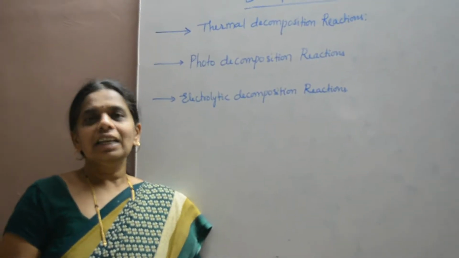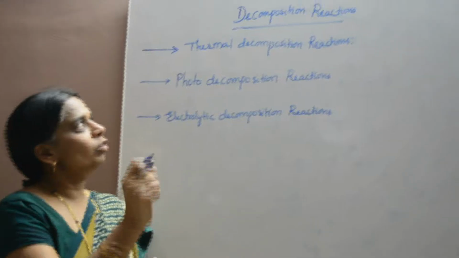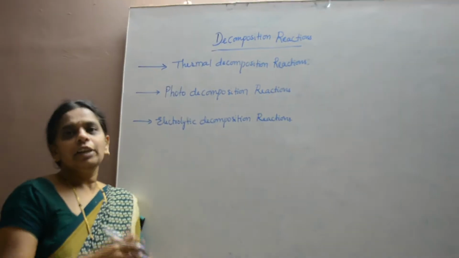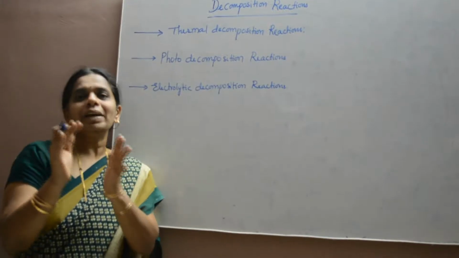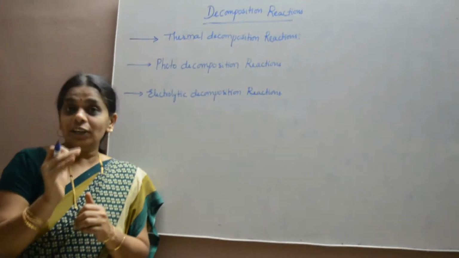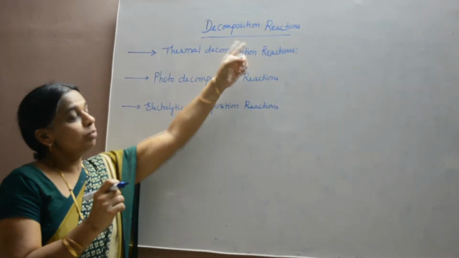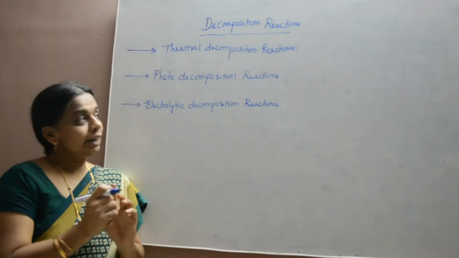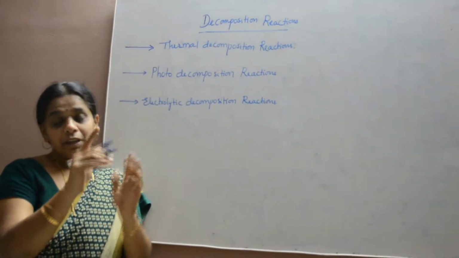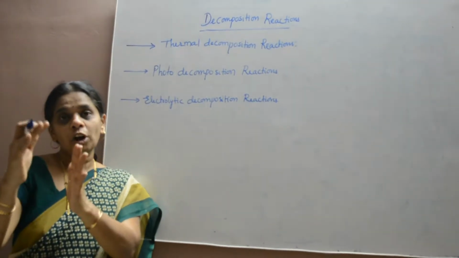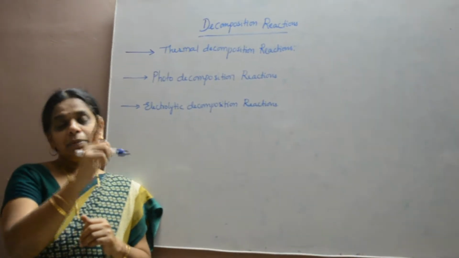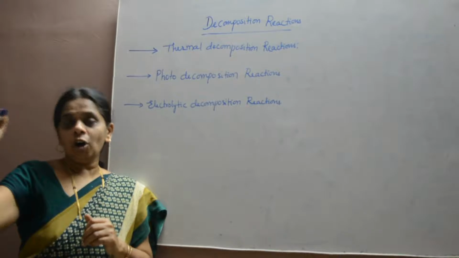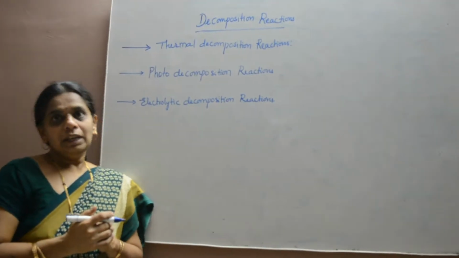Hello students, in the last video we studied the combination reactions, where two or more reactants combine to form a single product. Today we go for the decomposition reactions, where a single reactant breaks down into two or more products. So the reactant is always one, but the products may be two or more.